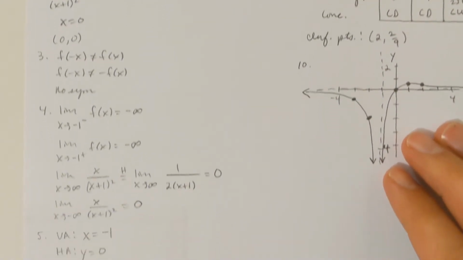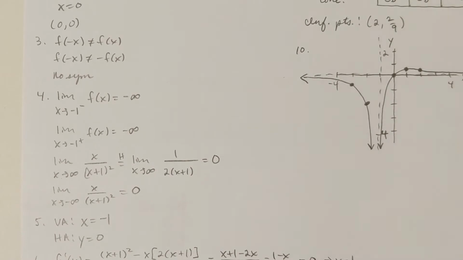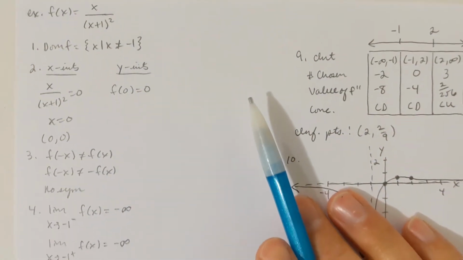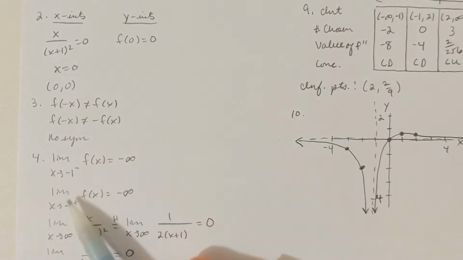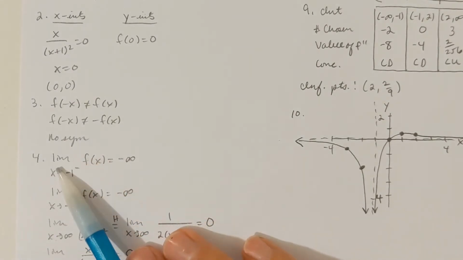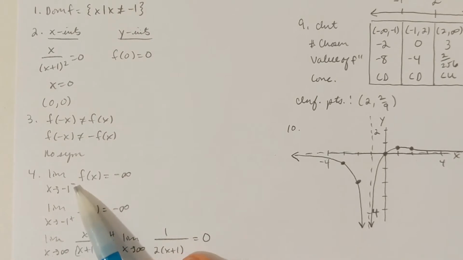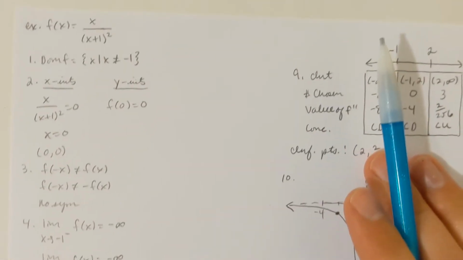Let's take a look at step 4. Step 4, we want to find all the infinite limits and limits at infinity. Okay, now I've already thrown away -1, so I should be looking at one-sided limits around that number. The limit as x approaches -1 from the left of f of x is what?